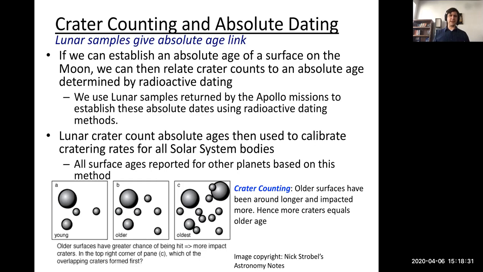We know the impact rates well for all of the solar system. And now we can use the moon as our linchpin, our cornerstone of absolute ages. So anytime we talk about the ages of surfaces in this class, it's all going to come back to this right here, that we have lunar samples that give us an absolute age of certain surfaces on the moon, which allow us to turn crater counts into absolute dates.